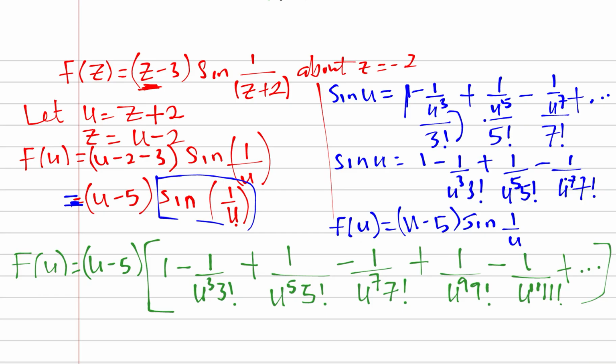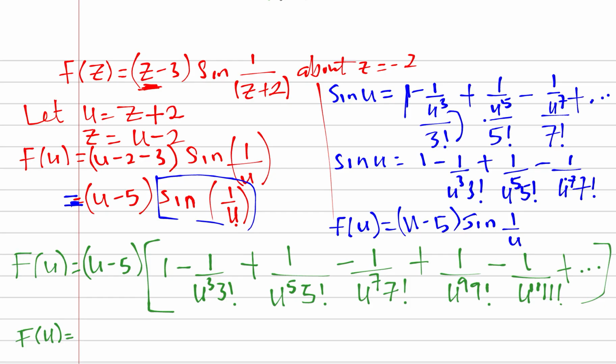All you just have to do now is to apply your multiplication. So by multiplying it, f of u will be equal to u minus 5 multiplied by 1. If you multiply u minus 5 by 1, you are going to have u minus 5.